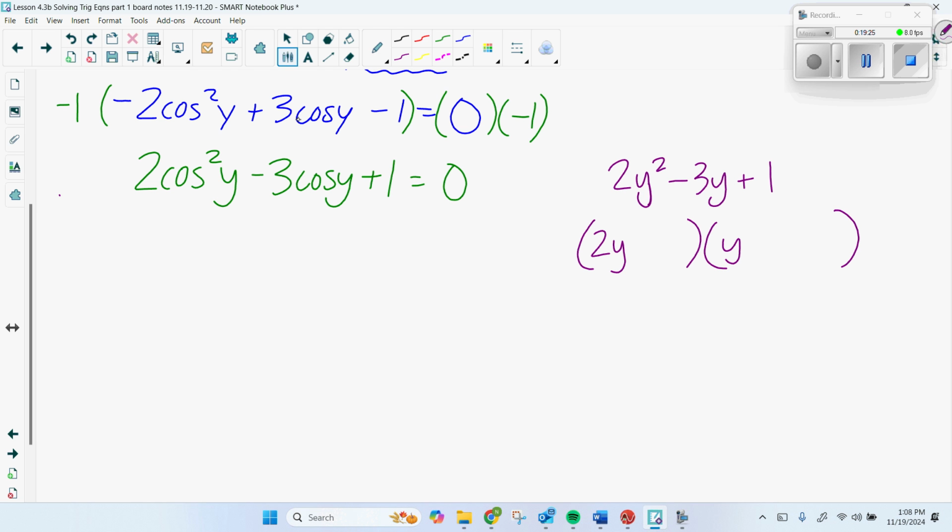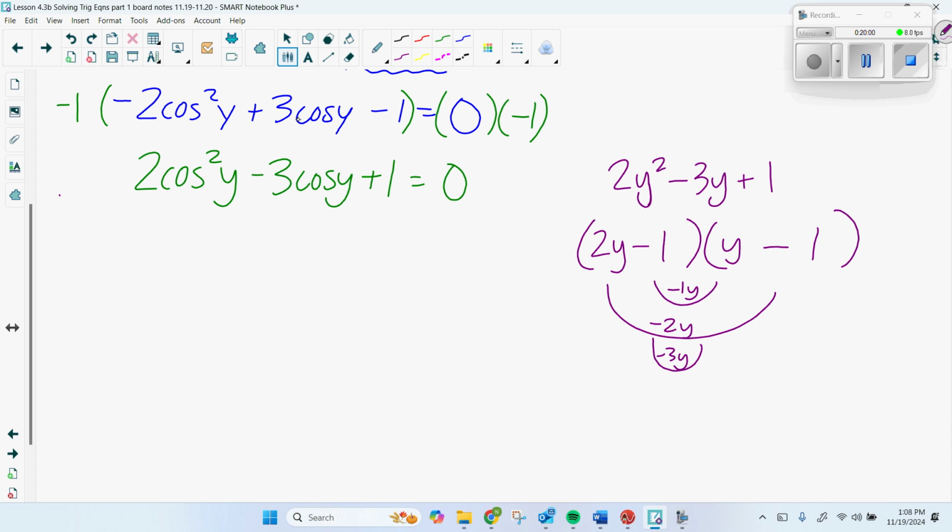Now it has to multiply to a positive 1, but I notice eventually it has to give me a negative in the middle. So what times what is going to give me the positive 1? So it's 1 and 1. Is it going to be +1 +1 or -1 -1? -1. Yeah. I can do my double check to make sure that it adds to -3. That comes out to -1y. This times this is -2y. That does indeed give me -3y. So that's good.